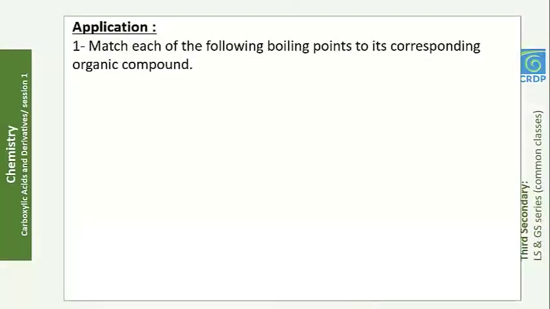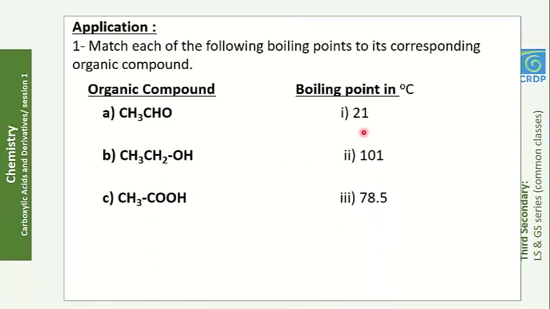Application: match each of the following boiling points to the corresponding organic compound. You are given 3 boiling points, 21 the least one, 101 the highest, and 78.5. You have 3 organic compounds, ethanal, ethanol, and ethanoic acid, all having the same number of carbon atoms but different functional groups. Which of these will have the highest boiling point? Of course, the carboxylic acid, isn't it? Ethanoic acid will have the highest boiling point, which is 101.